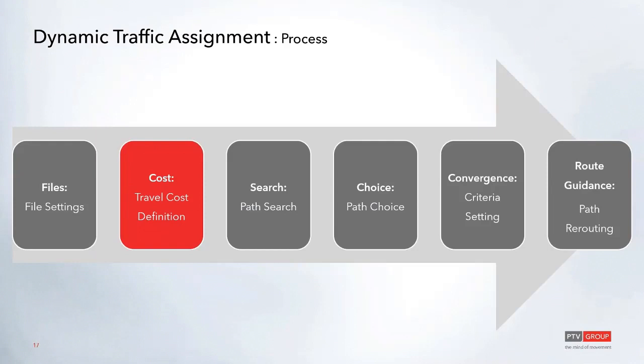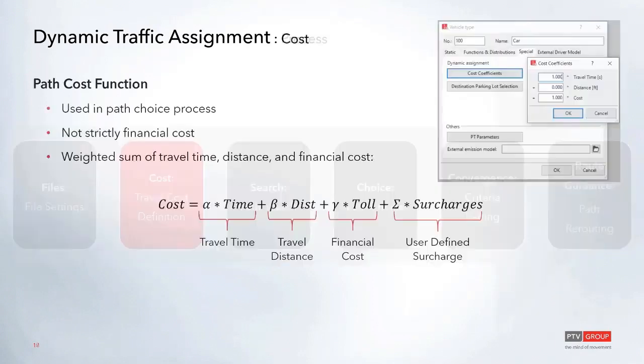All right, so the next option we're going to take a look at is how the cost is going to get defined for the path. In order for the vehicles to choose what path to take, each of the paths will have a cost associated with them. This cost is not just the financial cost, but it also includes travel time information, the distance of the path, and another surcharge that is defined by the user if you wanted to apply an additional factor to a particular link.